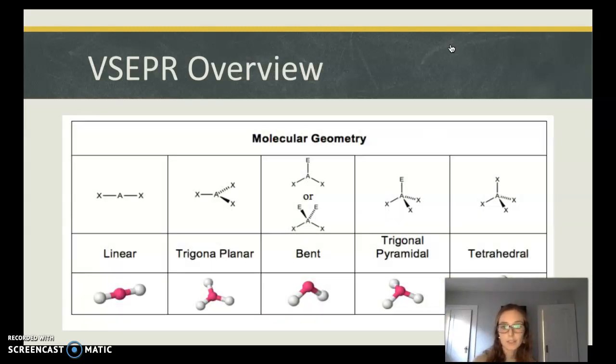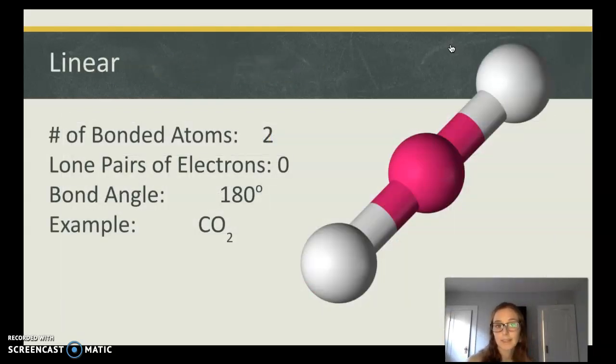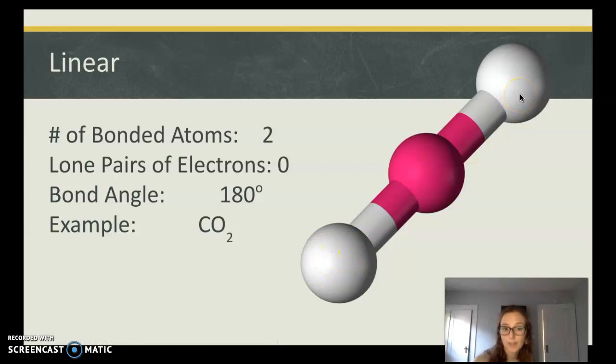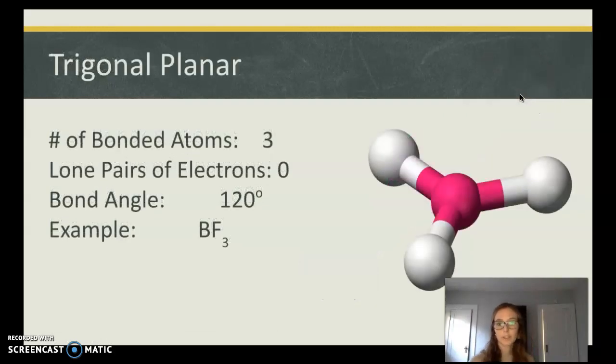We'll be talking about linear, trigonal planar, bent, trigonal pyramidal, and tetrahedral molecular geometry shapes. This is an example of a linear shape. It has two atoms on it. This angle right here is 180 degrees. And notice it has no lone pairs. It kind of makes a line. If this is CO2, the atoms want to be as far away as possible. Next we have trigonal planar. This one makes a triangle, so it makes sense. These electrons are as far away as possible. These angles right here are 120 degrees apart.